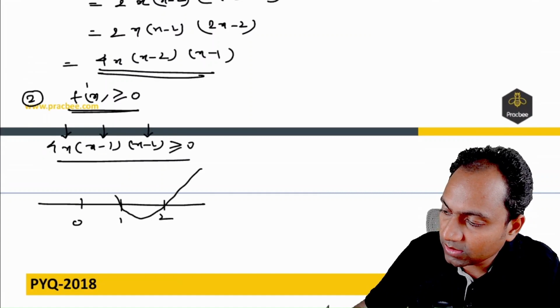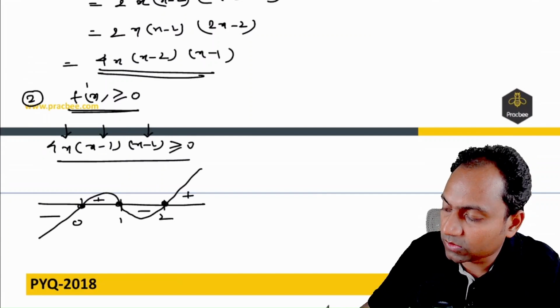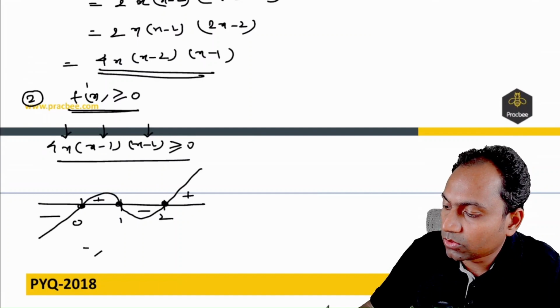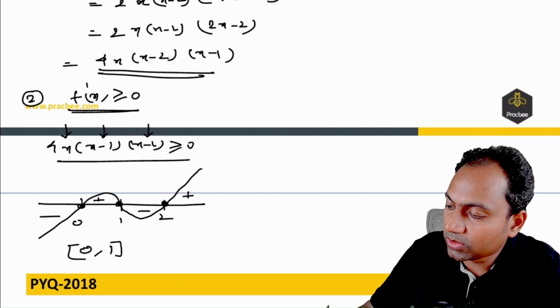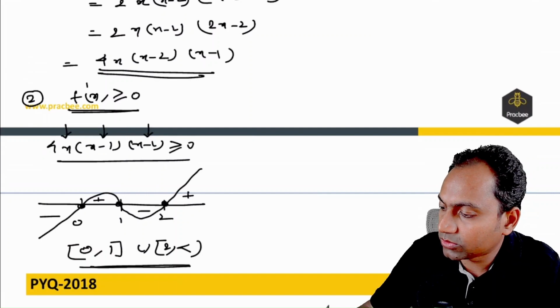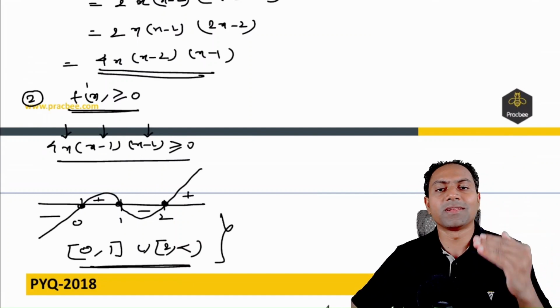So from here I can draw a graph like this. Positive, negative, positive, negative. What we want is basically where it is positive or equal to 0. So my answer to this question becomes 0 to 1, where both the points are included, union 2 to infinity, where 2 is also included. So this is the final answer to this question. So again, you can see the steps are largely the same.